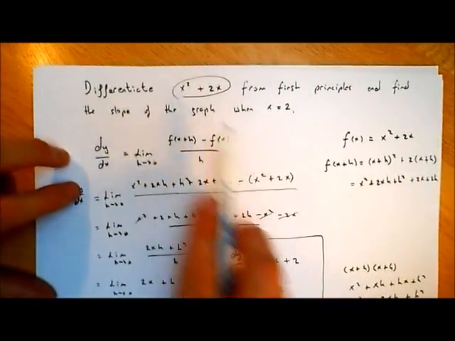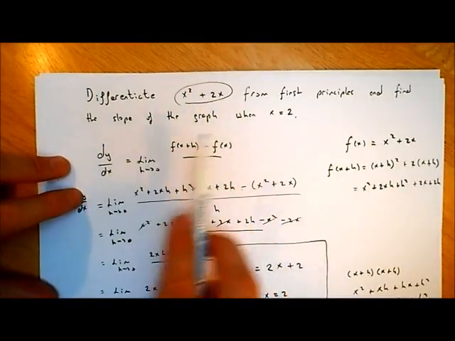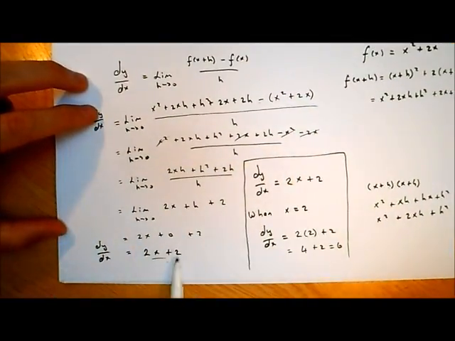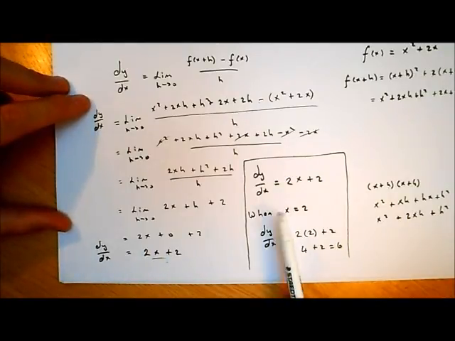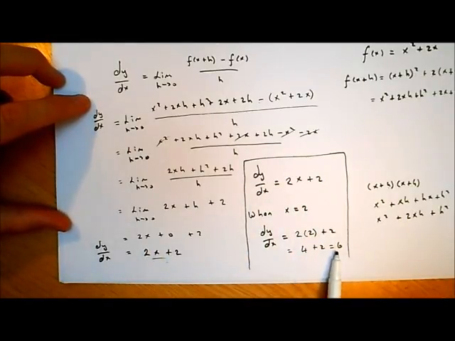So we have this graph here, x squared plus 2x. First of all, we came up with the slope. dy over dx is twice the x value plus 2. So when the x value is equal to 2, the slope is 6.